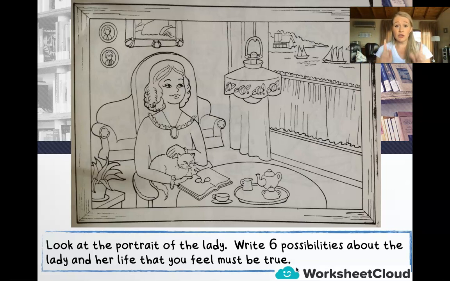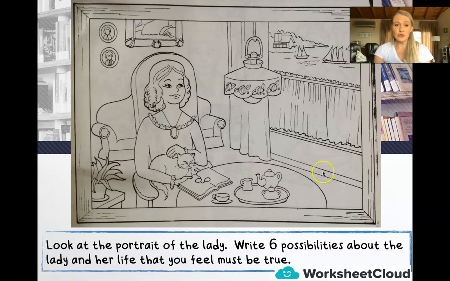Remember, now we're looking for clues. Take the time, look at all the clues in her picture, then think about those clues and write down 6 possibilities. And remember, it can be anything about her life. Okay, ready? Go. Okay, so I hope you've spent some time and you've written your 6 possibilities.